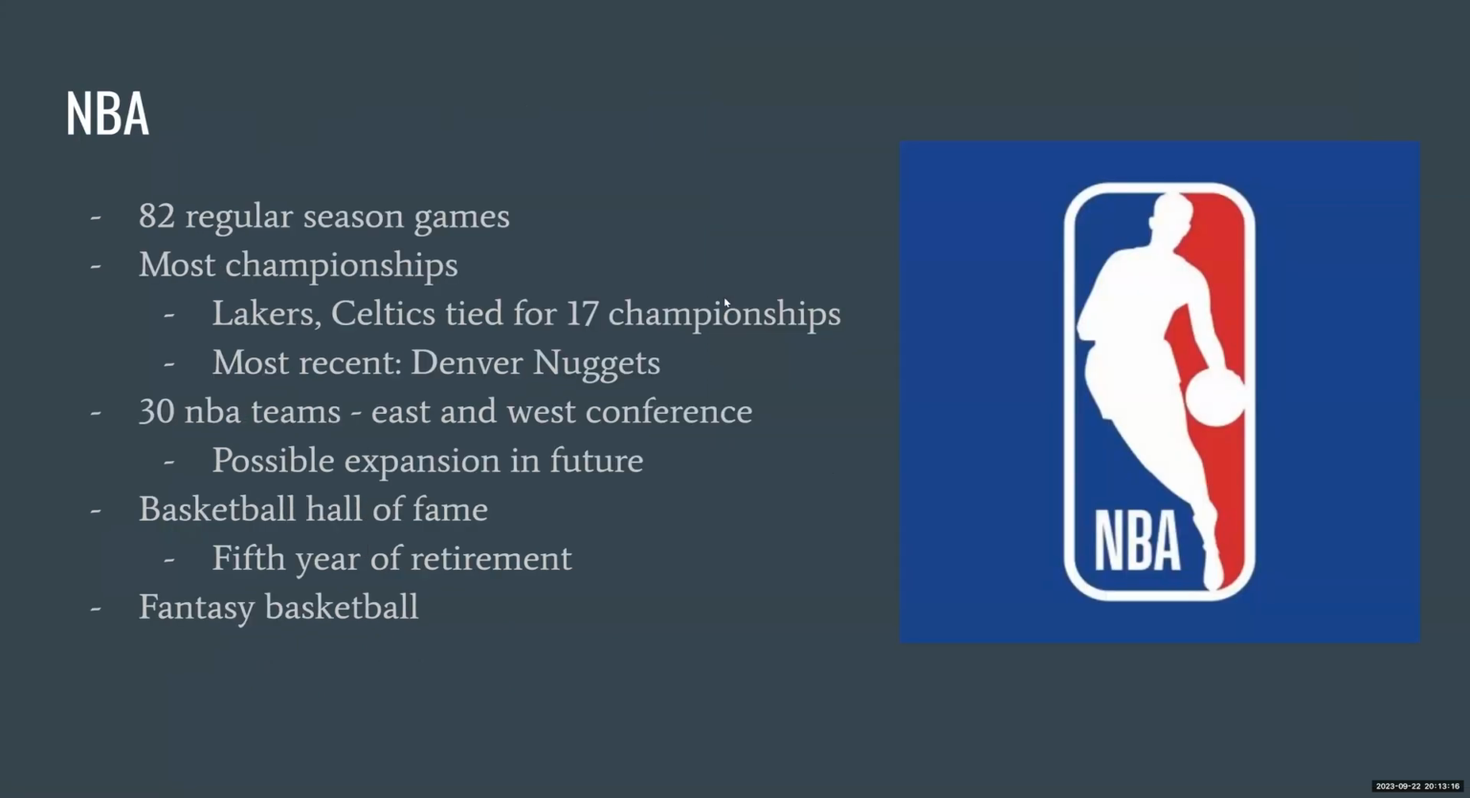Obviously we've been talking a lot about the NBA, but here's a little bit more details about it. The NBA is a league, obviously. There's 82 regular season games in the NBA. There's two teams that are tied for the most championships, the Lakers and the Celtics, and they each have 17 championships. The most recent championship winner is the Denver Nuggets. There's 30 NBA teams, 15 in the Eastern Conference and 15 in the Western Conference. And there could be even more teams in the future.